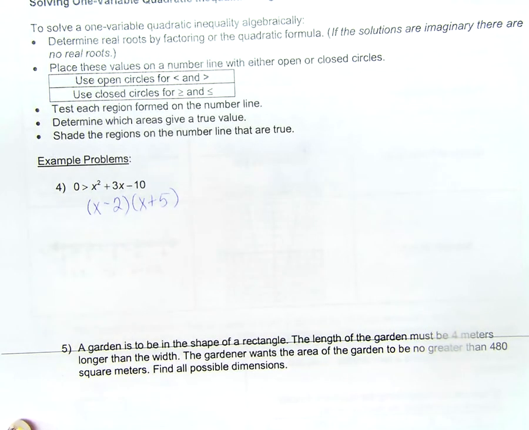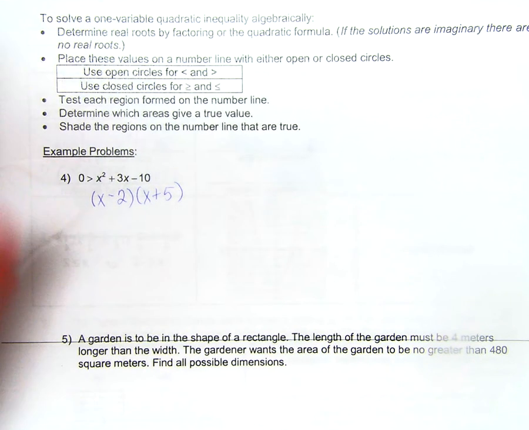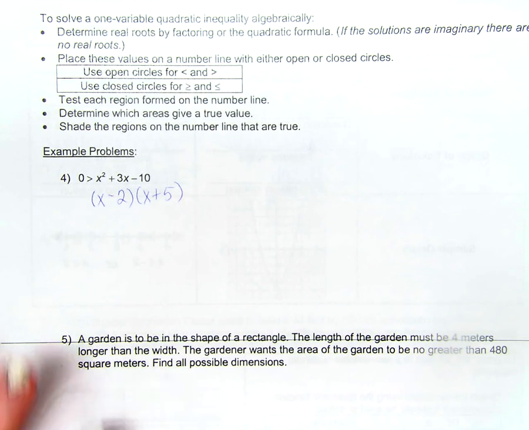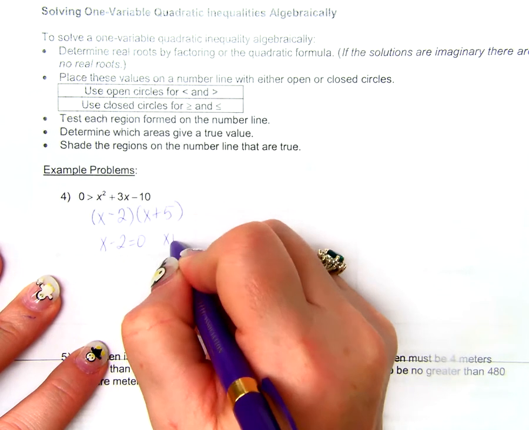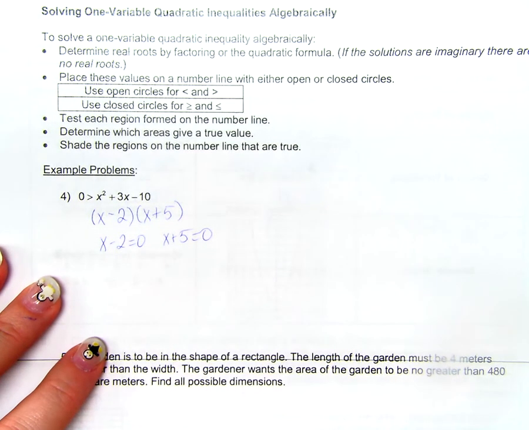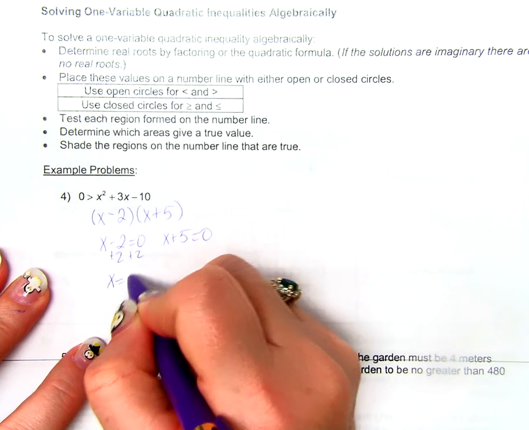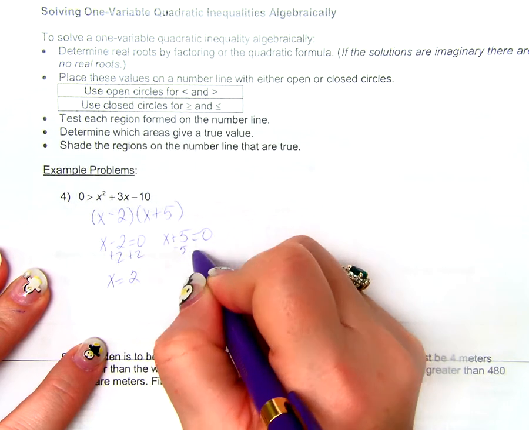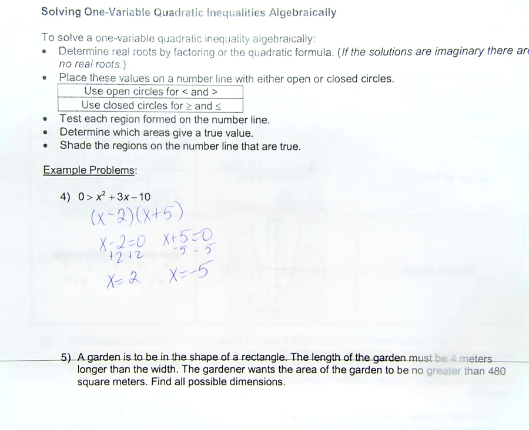So now that we have our factors, I'm going to kind of ignore this part for just a second. Okay? Just ignore it for just a second. X minus 2 equals 0 and x plus 5 equals 0. I need to know what makes these factors 0. Okay? So I add 2 and I get x equals 2. I subtract 5 and I get x equals negative 5. Are you with me still? Okay.